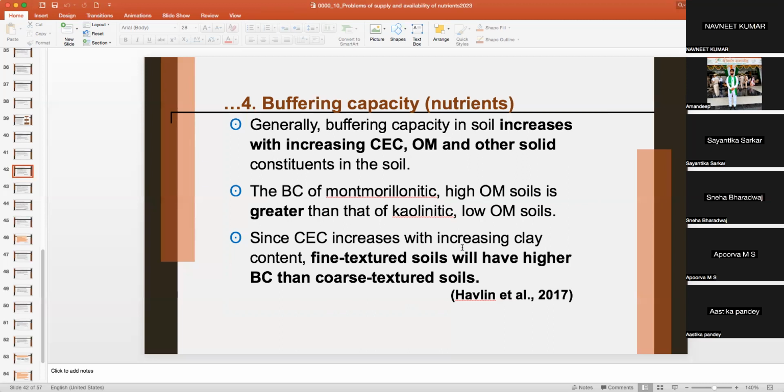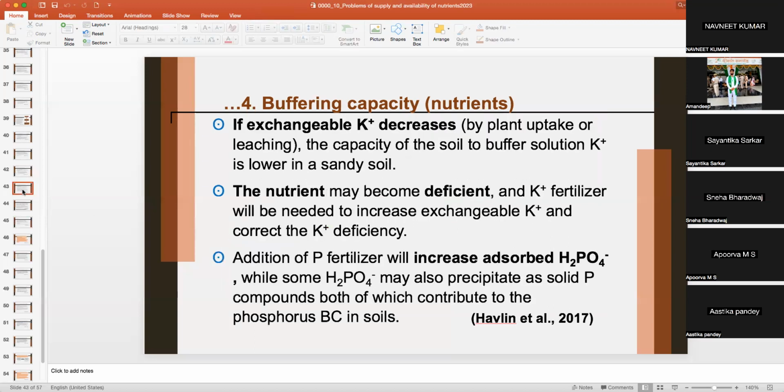Since CEC increases with increasing clay content, fine texture soils will have higher buffering capacity than coarse texture soils, mainly because of higher CEC. If exchangeable K decreases by plant uptake or leaching, the capacity of the soil to buffer solution K is lower in sandy soils.